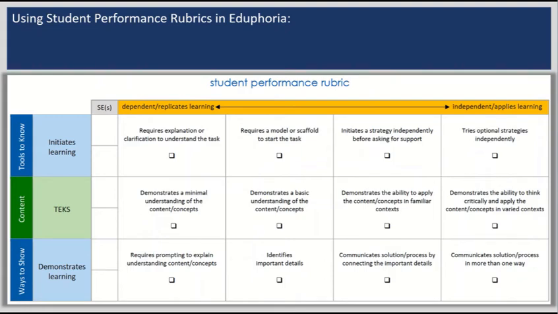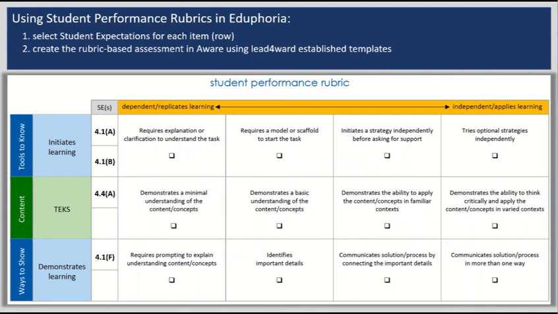So how does all of this apply to the new tool in eduphoria? The first step is to create an assessment or task for students with applicable student expectations. Remember, each row of the rubric equates to one item, so this math example would only have three total items. So in a fourth grade introduction to decimals unit, we might choose tools to know process standards 4.1a and 4.1b, and then select 4.4a as our content SE. And we then finish with 4.1f as the ways to show process standard. The next step is going into Aware and creating the assessment using the established Lead Forward template. And finally, we would score each student on a numerical scale of 1 to 4 for each item.